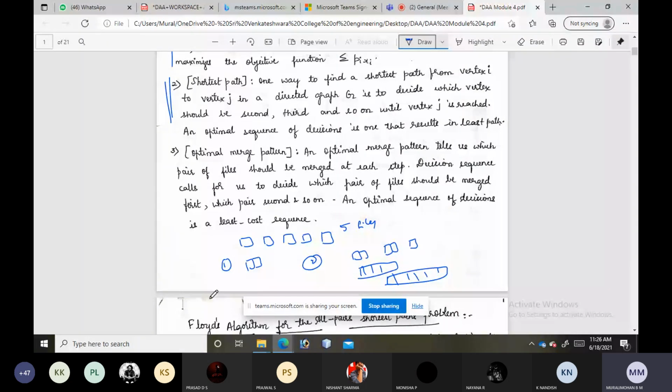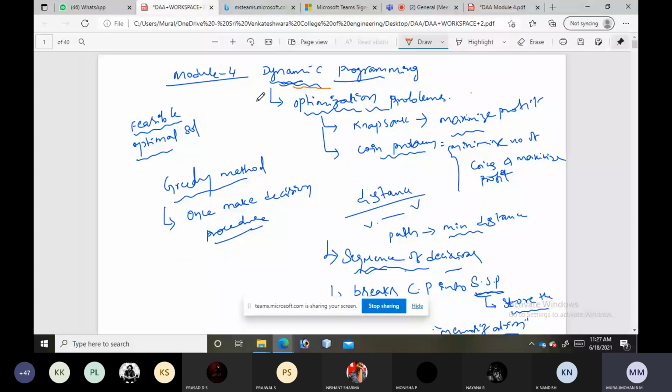So these are the various optimization problems we have. Kindly remember, basically dynamic programming is used to solve optimization problems, that is, either the problem requires maximization or minimization of an objective function. Is it clear? Kindly respond, please.